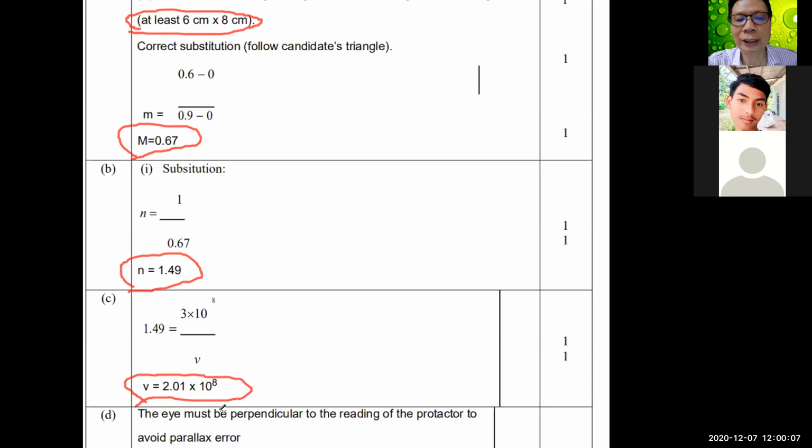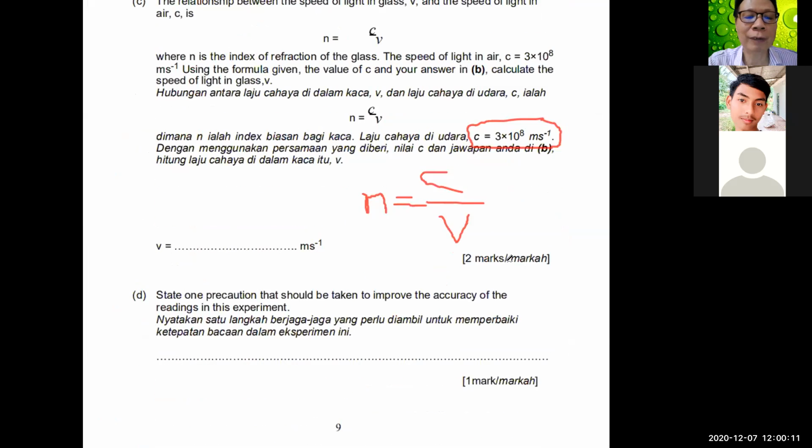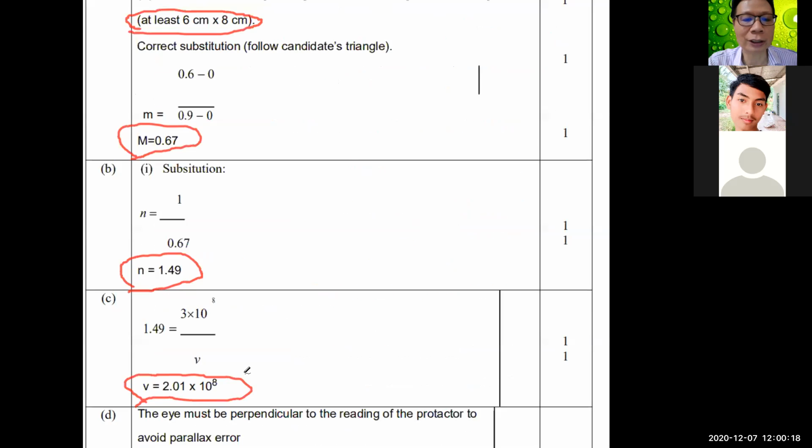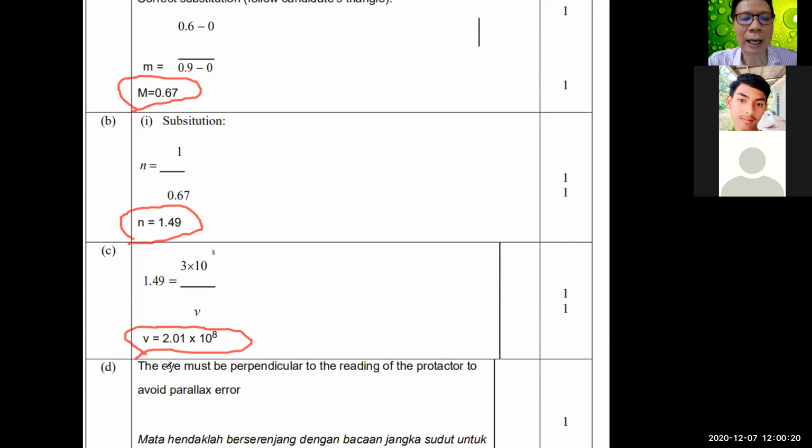Okay, the last one, you see, they ask for a precaution again. It's a very typical one, they ask for a precaution to improve the accuracy. You see how they give the precaution. You see the answer: the eye must be perpendicular to the readings of the protractor. Is it using a protractor? I think we use a protractor, to avoid parallax error. So please follow this answer format now.